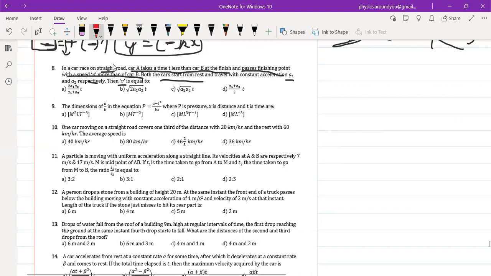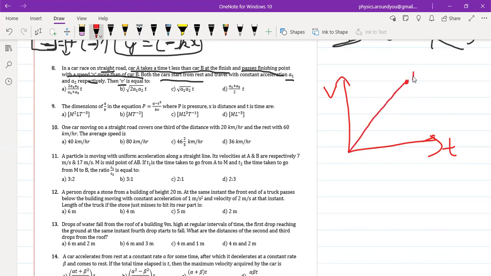So, what is the right substitution? Well, the right approach should be something like a VT graph. Yes, a VT graph. The only graph which will help with distance and acceleration is VT. Let's see. Car A takes time t and passes the finishing point with speed v more than that of car B. Okay, so I will draw the VT graph for A first.